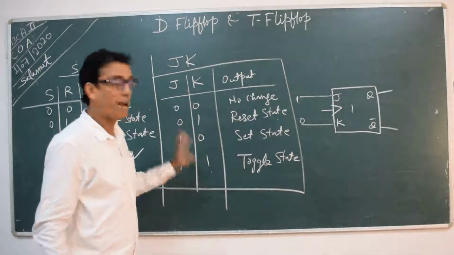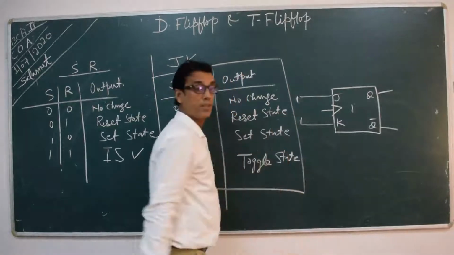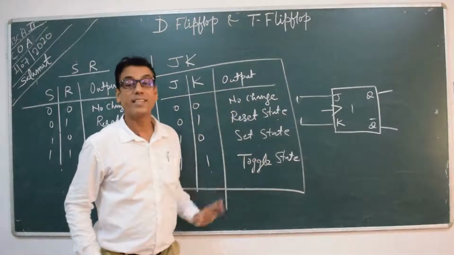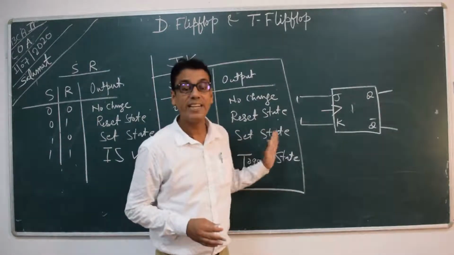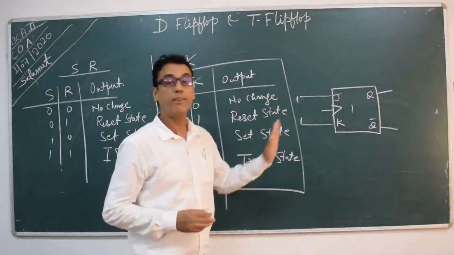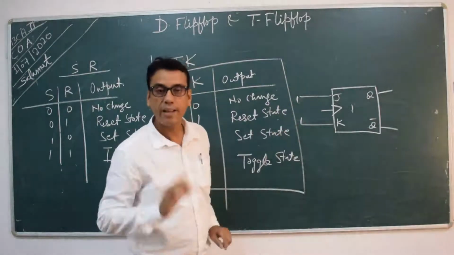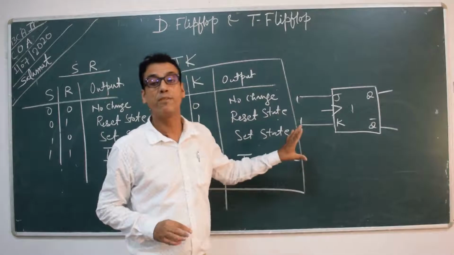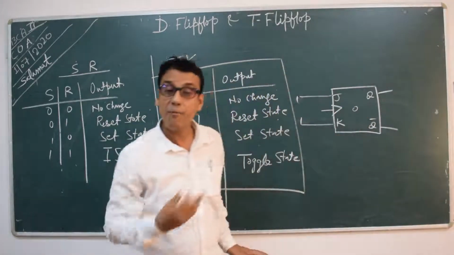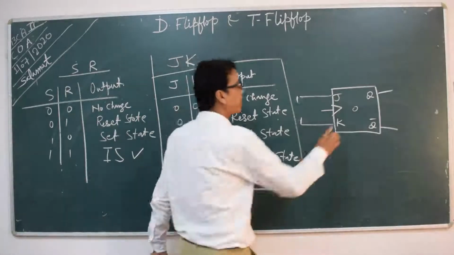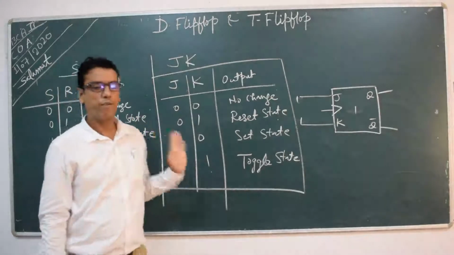Now 1, 1, what does 1, 1 do in the case of JK flip-flop? See, it is known as toggle state. What does toggle signify? Reverse of what is stored in the flip-flop right now. If you pass 1, 1, and if 1 is already available in the flip-flop, then it will be converted to 0. And if it has 0, then it will be converted to 1. This is what happens in the case of JK flip-flop.